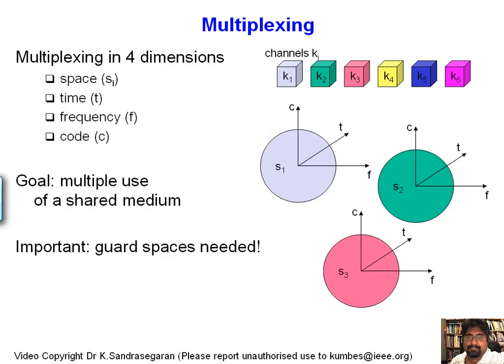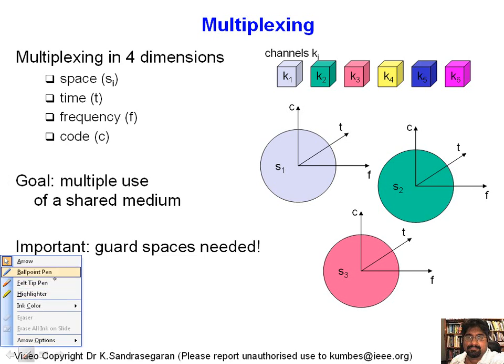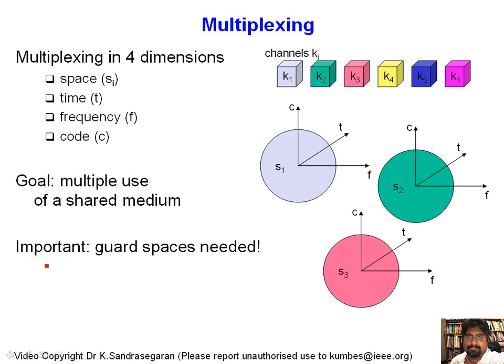As far as multiplexing is concerned, we have 4 dimensions: the space dimension, the time dimension, the frequency dimension, and also the code dimension. The whole idea is that we want to share a transmission medium to transmit a number of signals, using either space division multiplexing, time division multiplexing, frequency division multiplexing, or code division multiplexing.